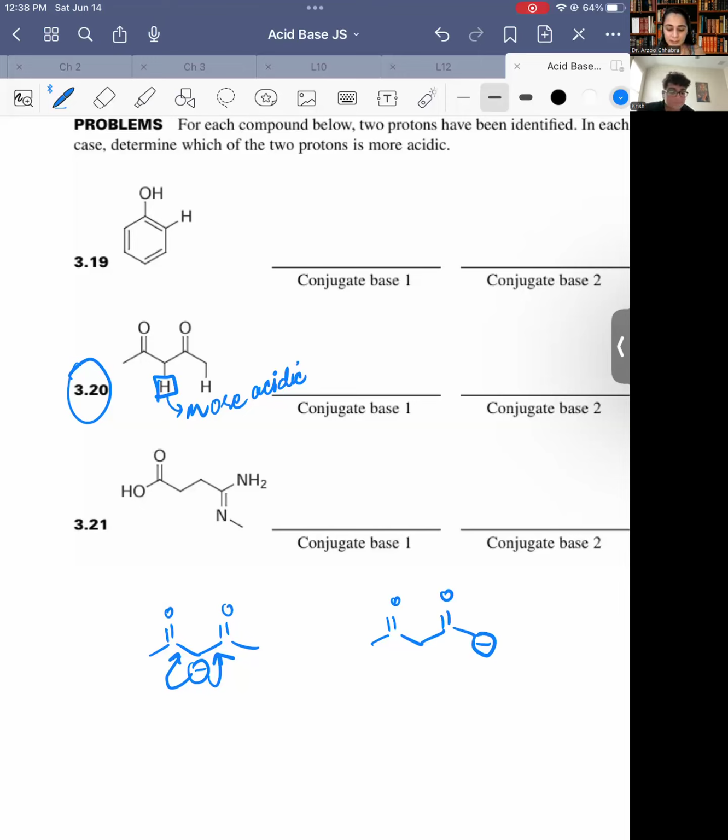Okay. So then we got that this hydrogen would actually be more acidic, because it can form two resonance structures, but over here it's only going to form one. So what about if you look at 3.21? What about over here? I think you know this.